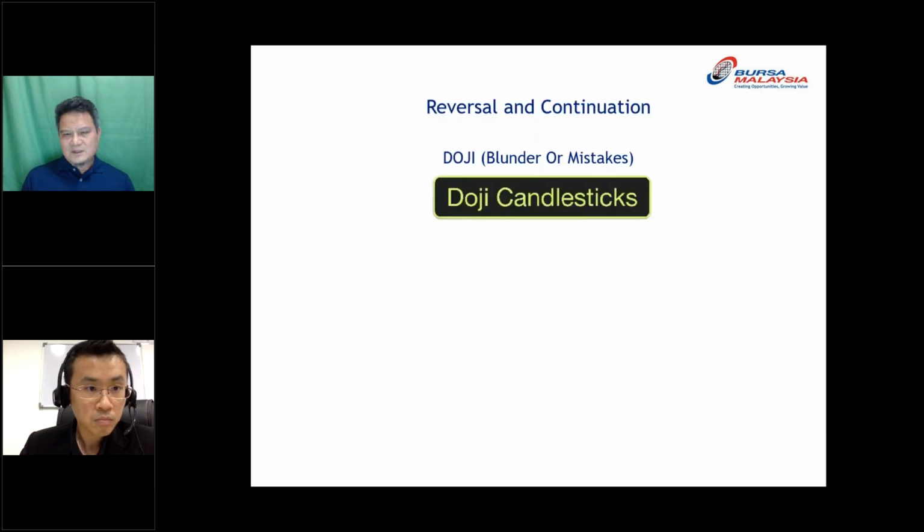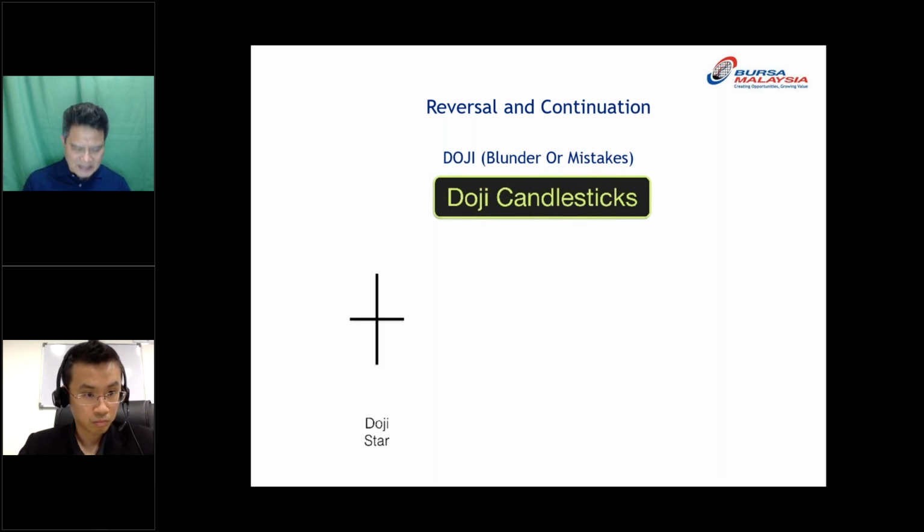Next one. This is what we call a neutral candle. The doji is a neutral candle. Why? Because it can go either up or down. Doji means blunder or mistake in Japanese, and it signifies indecision. So there are a few types of dojis.